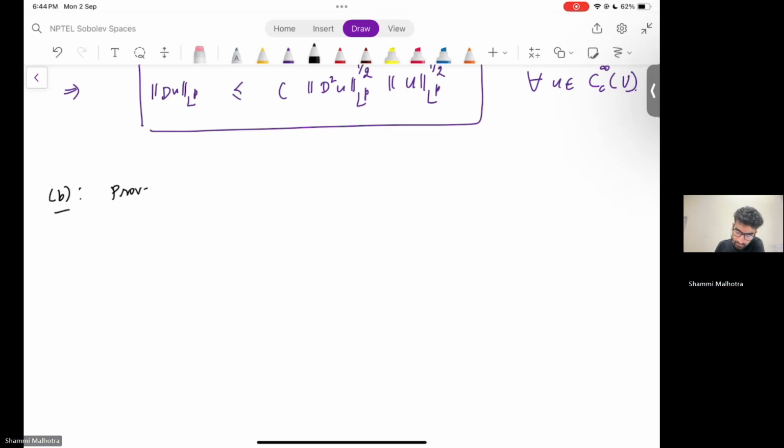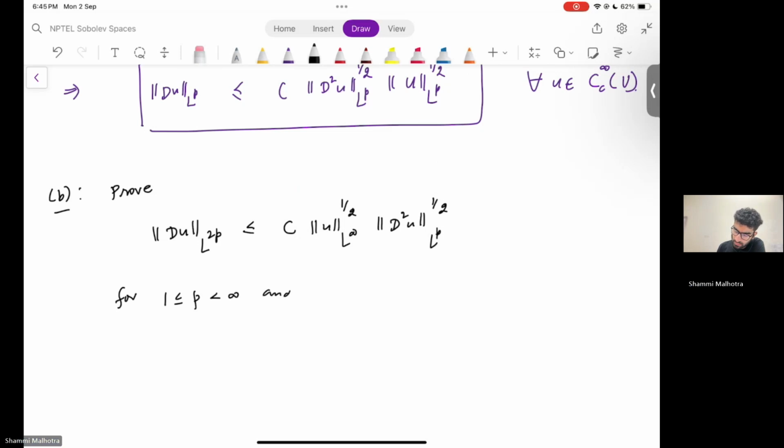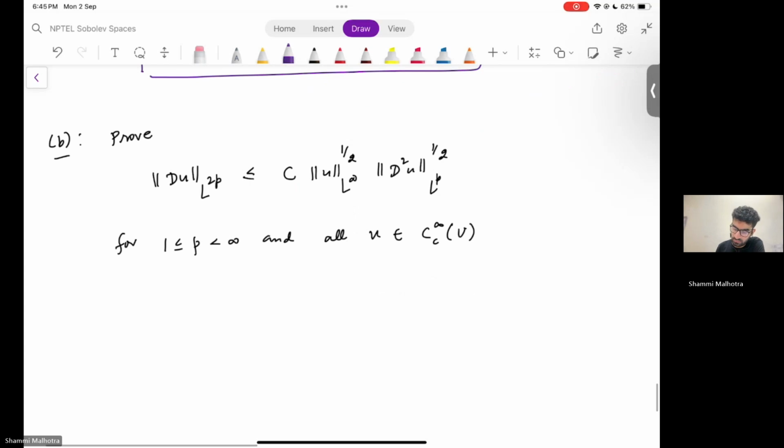So prove that the L2p norm of Du is less than or equal to some constant times the L infinity norm of u to the power of half, times the LP norm of D2u raised to the power of half, for 1 less than or equal to p less than infinity and all u in Cc infinity of U. The solution.